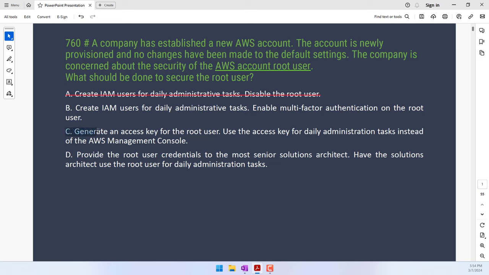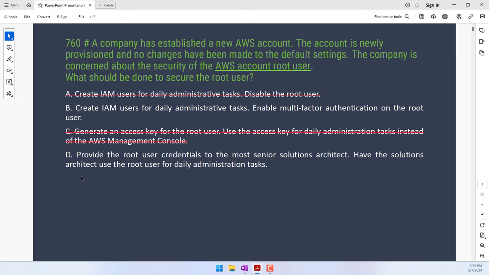Let's look at option C. Generate an access key for the root user. Use the access key for daily administration tasks instead of the AWS Management Console. Using access keys for the root user in day-to-day tasks is not recommended due to the security risk associated with long-term static credentials. Hence, this is gone.